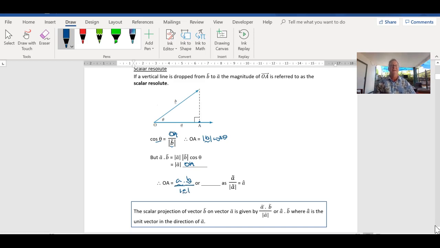So we refer to that as the scalar resolute of B on A. The 'on A' is a good clue to work out what we're going to put on the bottom here. If we're talking about on A, then it's the norm of A that we want down the bottom. That's what I would normally go with if I wanted to find a scalar resolute: find the dot product of two vectors, then divide by the norm of A, B being on A. Or, if you take vector A and divide by the norm of vector A, we could also get this.